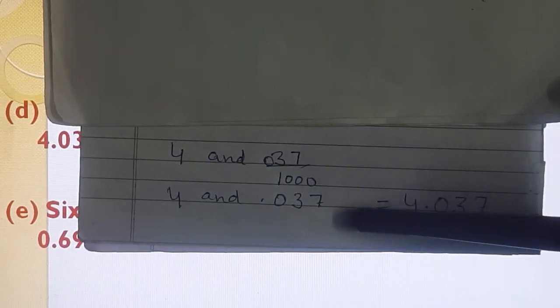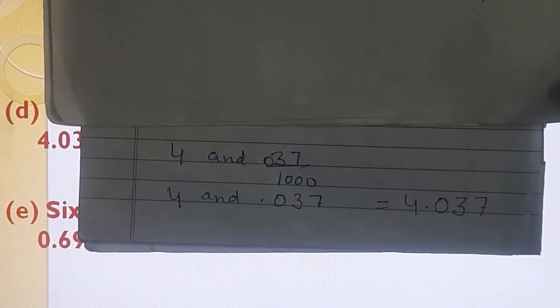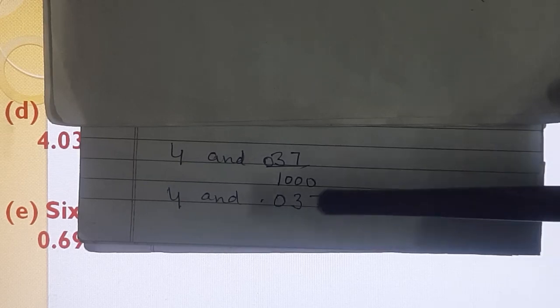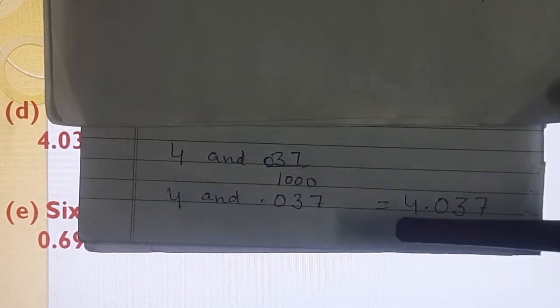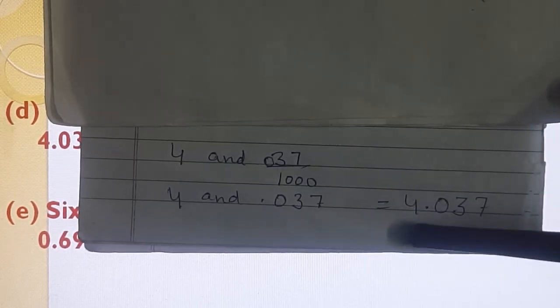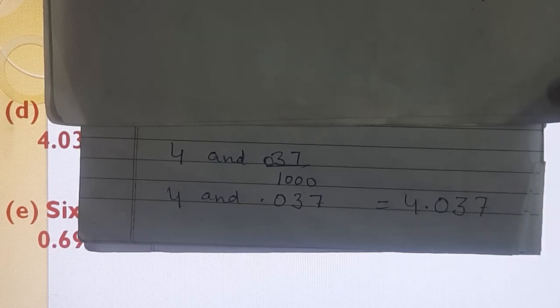That is 4 and decimal 037. And 4 and decimal 037. When we are adding these two, or combining these two, it will become 4.037. That is 4 and 37,000th. 10th place contains 0, 100th place 3 and 1000th place 7.